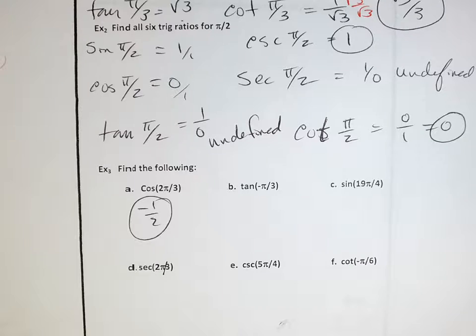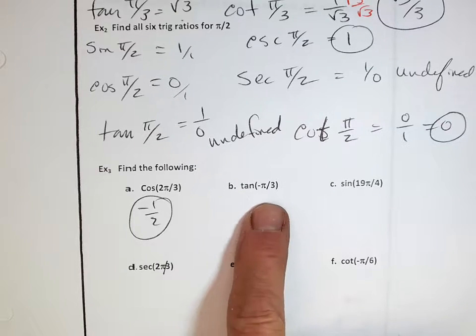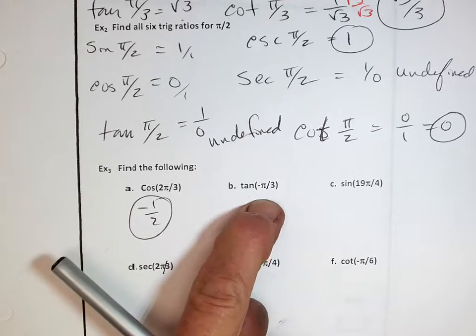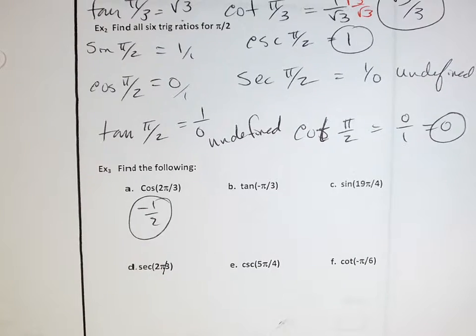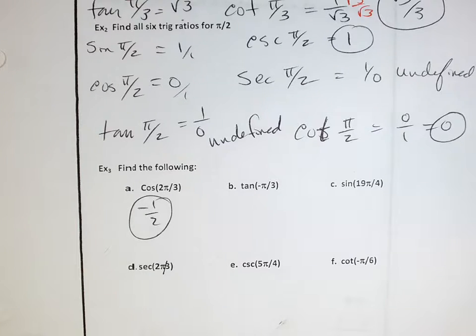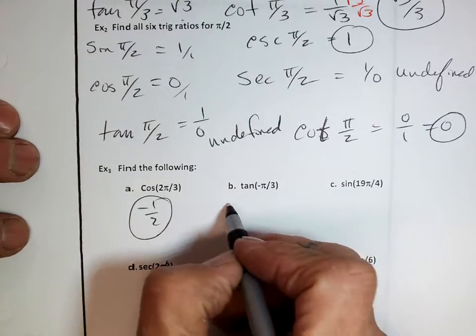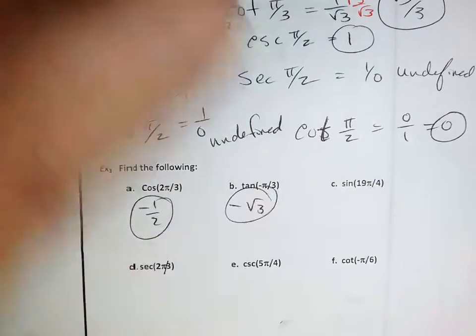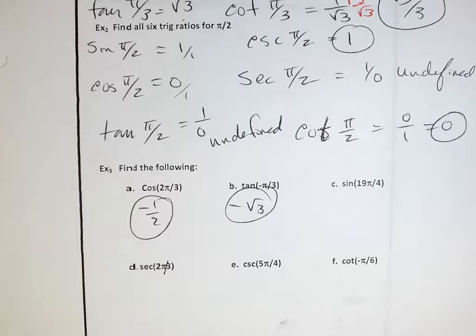Okay. Tangent of negative pi thirds. Well, if positive pi thirds is to here, right? It is negative square root of 3, because positive pi thirds is here, so we rotate backwards on our tire to here. Tangent value is right there. Okay, cool.